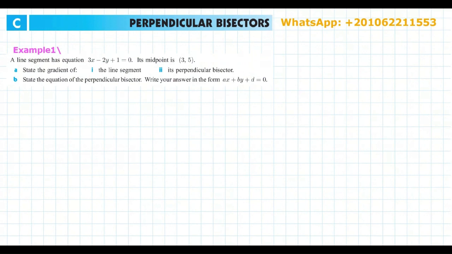What about this question? In this example, he said a line segment has equation 3x minus 2y plus 1 equals 0.